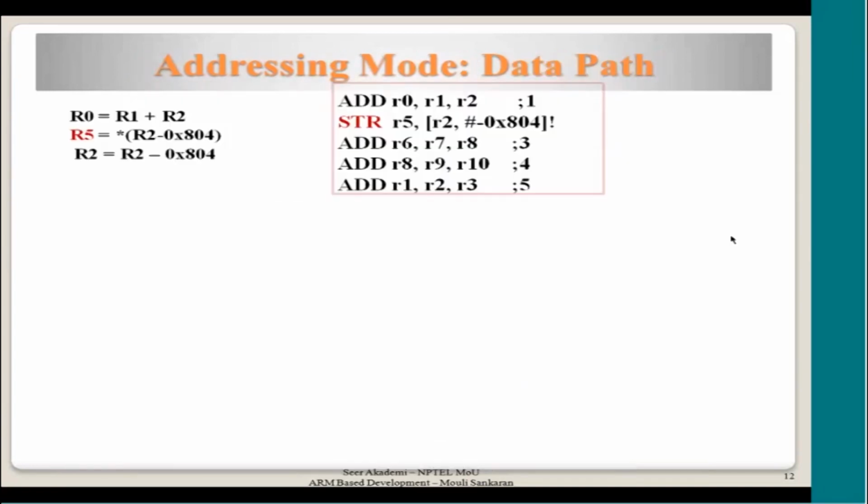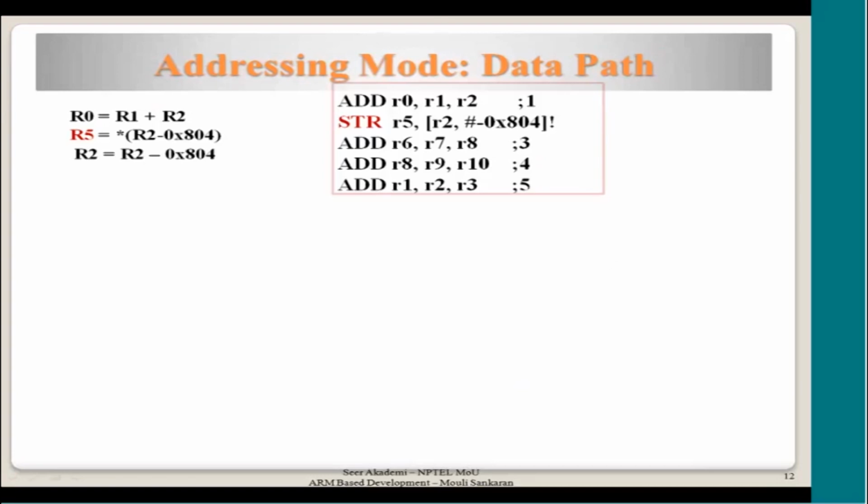Now I am going to tell you how the data path inside the ARM processor behaves. Okay, it is tied to the pipelining also. So please pay very close attention to this. If you understand this pretty well, then you will feel comfortable in understanding different instructions, and you will be able to understand why certain things are happening the way they are.